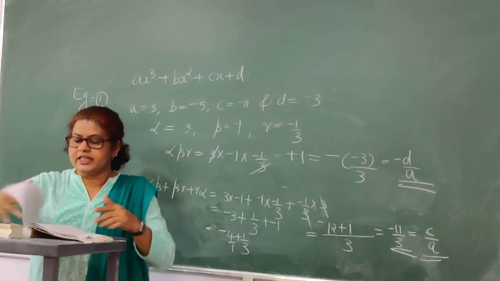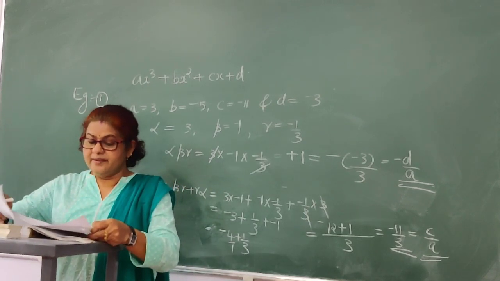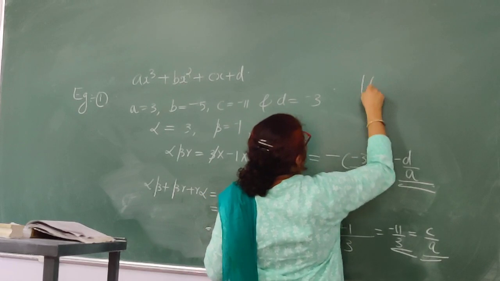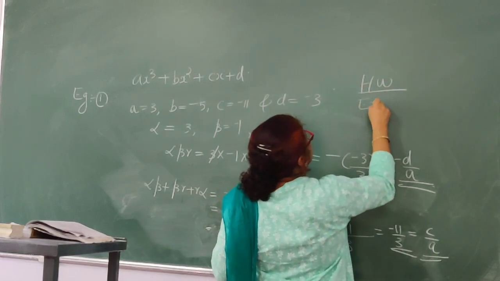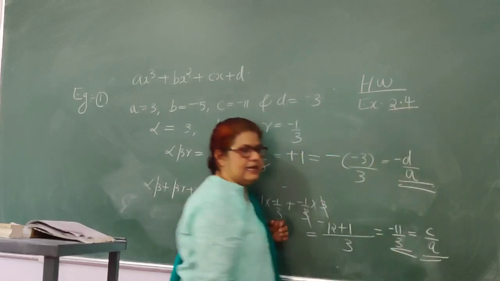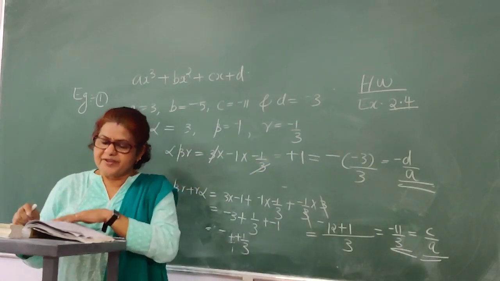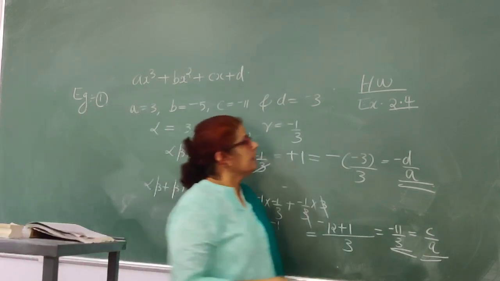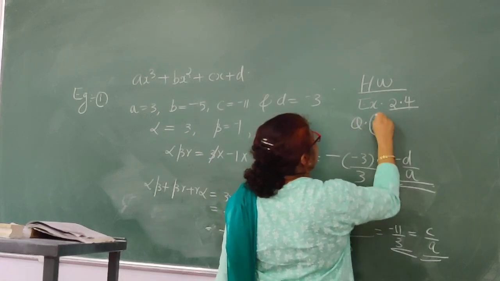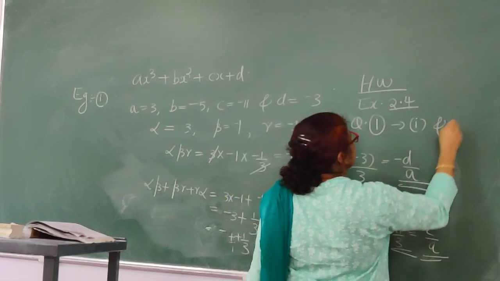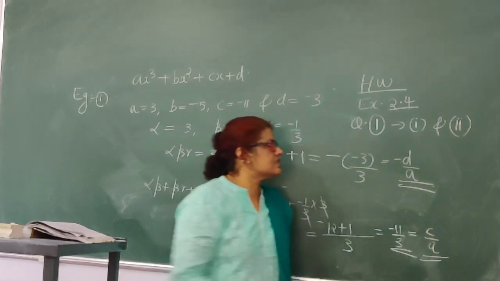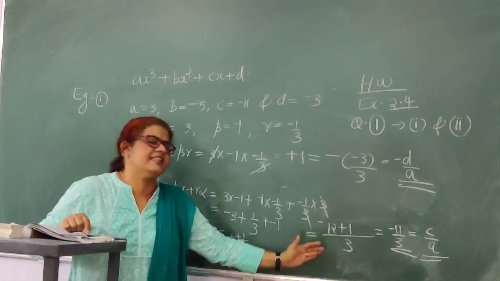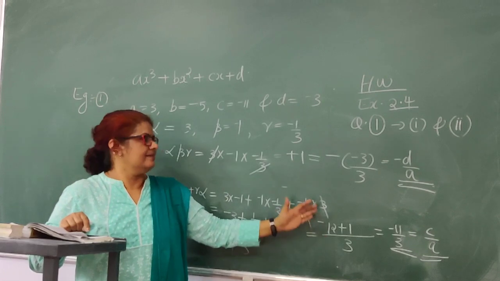Today we can conclude this. Please try only one question from exercise 2.4 that we are writing here. Homework. Exercise 2.4. This is optional since there are no questions in the previous exercise. That is question number 1 and 2. The same type. The three zeros are given in each case. You have to just verify that these are the zeros and verify the relationship in this way. Okay. Thank you.